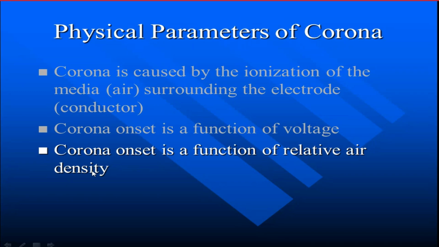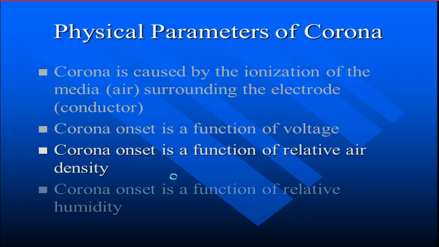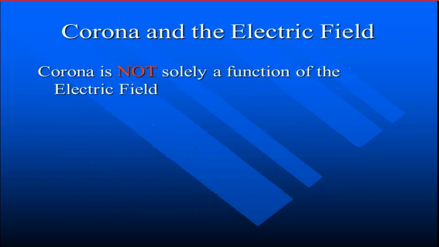See, in normal or fair weather conditions, the air density has a very high value. But in the rainy season, the moisture content in the air is considerable, due to which air density decreases. So again, corona is a function of relative air density. It is also a function of relative humidity. When rain comes or in the rainy season, the humidity in the air obviously increases, so it is also a function of relative humidity.